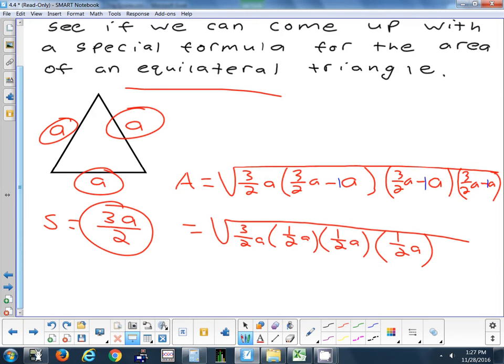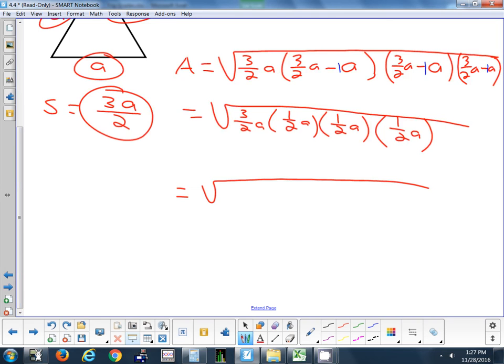Now, if you read what it says here, it says 3 halves times A times a half times A times a half times A times a half times A. Does it matter the order I multiply things in? No. There's 8 things here: 1, 2, 3, 4, 5, 6, 7, 8. I could multiply them in any order. So what I'm going to do is write them like this: 3 halves times a half times a half times a half. I'm going to put all my numbers up front and all the A's at the end. That's exactly the same thing as what I had up above, just in a different order.